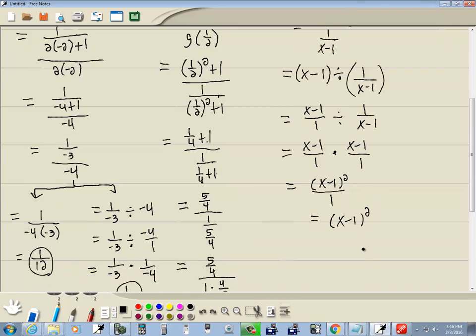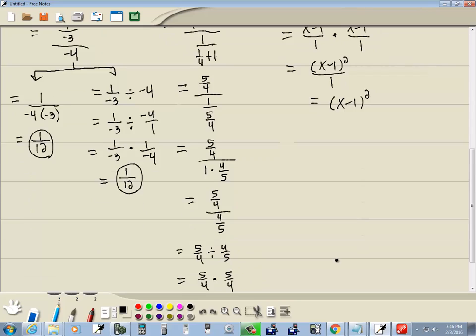Now I don't know if the answer actually multiplies that out or leaves it that way, but you might have to rewrite it as x minus 1 times x minus 1, multiply it through, and you get your x squared minus 2x plus 1. But either one of these answers is what it should have.